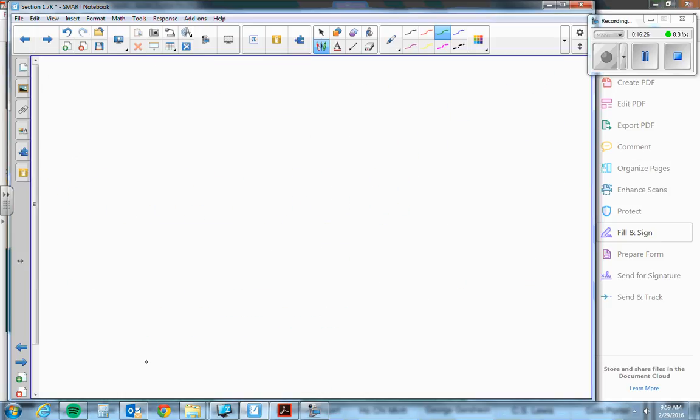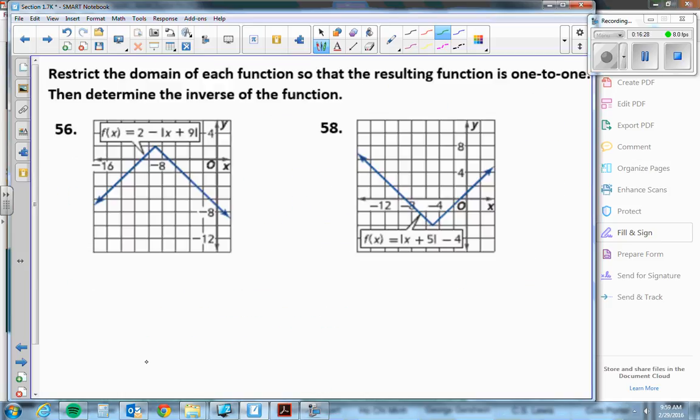All right, let's go back and do this one. Which one? Left or right? Right? Okay. I couldn't hear you. Quite right. All right, we'll do the one on the right.